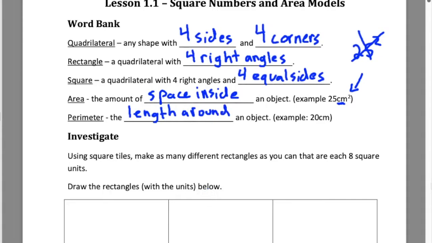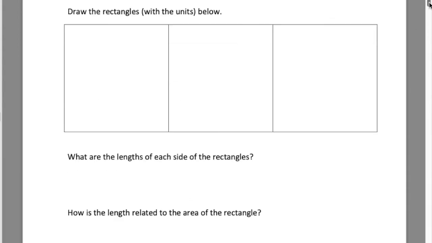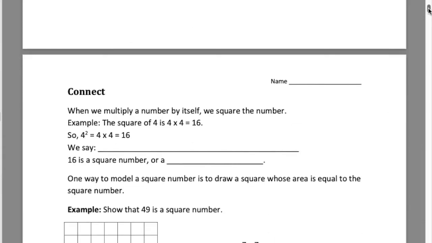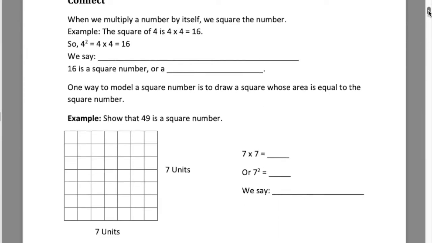All right. So now that we got some basic definitions out of the way, we're going to scroll down a little bit. We're going to skip past our investigate question today, and we're going to jump right into the connect. It says when we multiply a number by itself, we square the number. An example would be the square of 4 is 4 times 4, which equals 16. We can write it as 4 squared equals 4 times 4, which is 16. So we say 4 squared is 16.